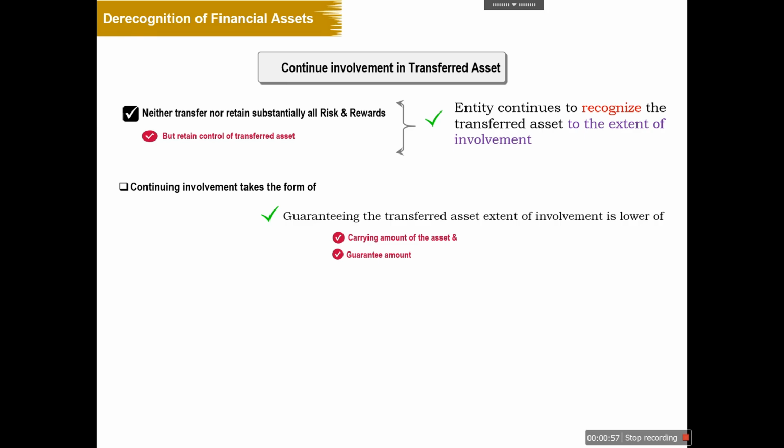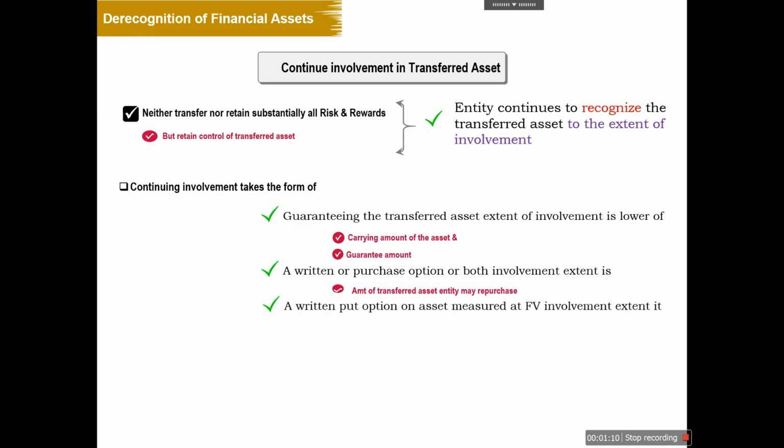Similarly, continued involvement may take the form of a retained or purchased option or both. In this case, the involvement extent is the amount of transferred assets the entity may repurchase, and in case of a written put option on the assets that is measured at fair value, the involvement extent will be the lower of the fair value of the asset or the option exercise price. So ultimately, it is the risk to which the entity is exposed.